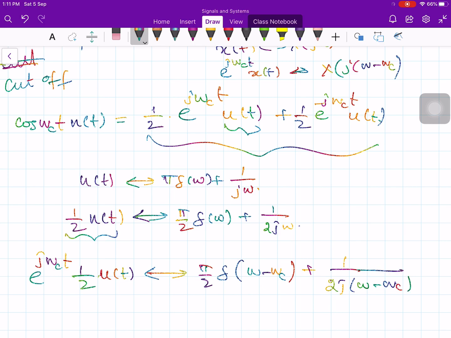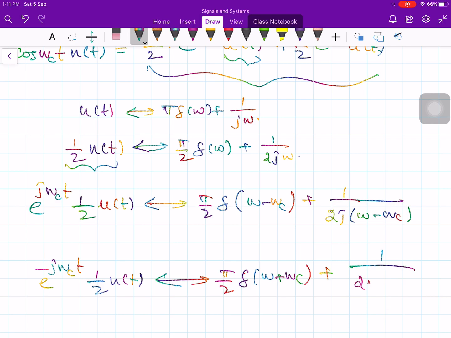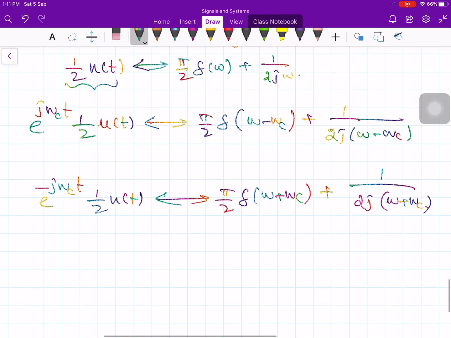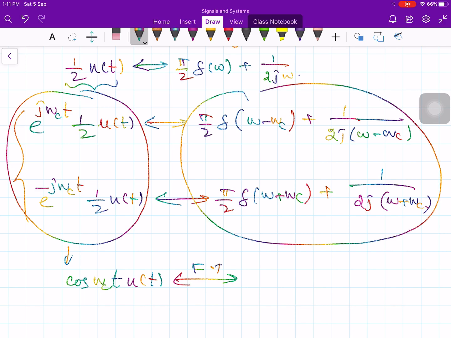Similarly, you can have the Fourier transform of e to the minus j omega c t times 1 half u of t. Then this is going to be pi by 2 del of omega plus omega c, plus 1 over 2j times omega plus omega c. That's it. Therefore, on the left hand side, what is this? If you add these two, it will yield cos omega c t times u of t, and the corresponding Fourier transform will be the summation of these 4 terms.